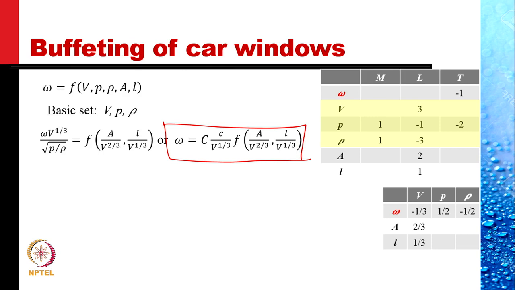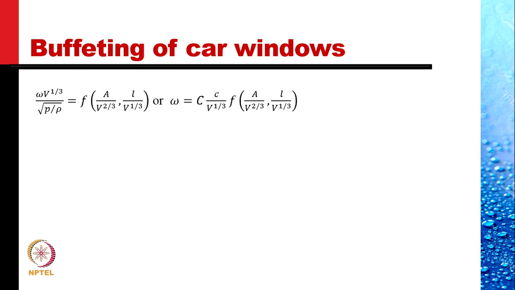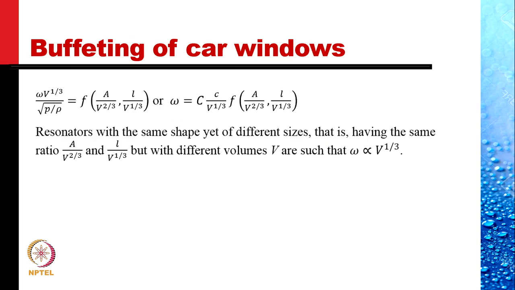Can we get further information from this? That functional relation is repeated here. Consider resonators with the same shape yet of different sizes, that is, having the same ratio A divided by volume raised to power 2/3 and length divided by volume raised to power 1/3. Same values, different sizes, but same shape. If these two parameters are the same, then omega is a function of V raised to power 1/3 with a negative sign. A large volume of the car gives you very low frequency. So a bass sound is what you get. The common experience.